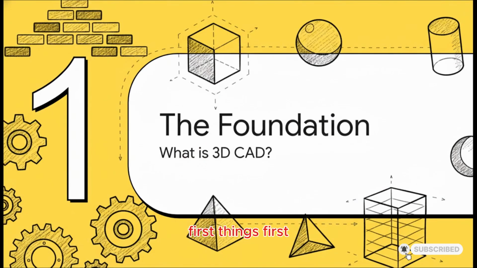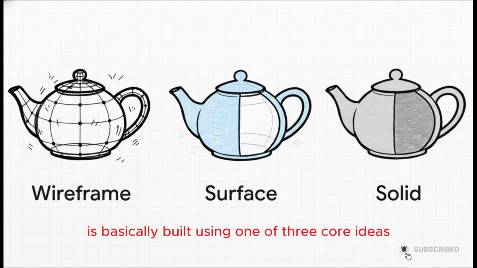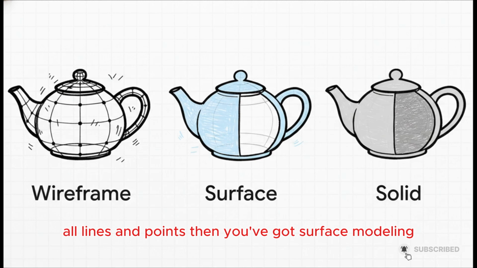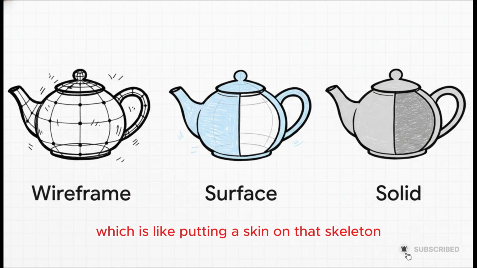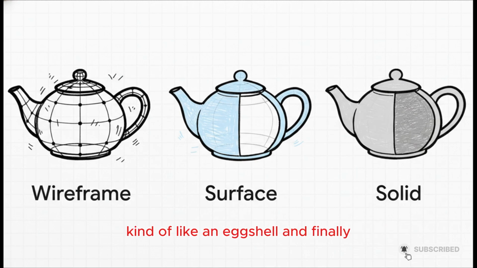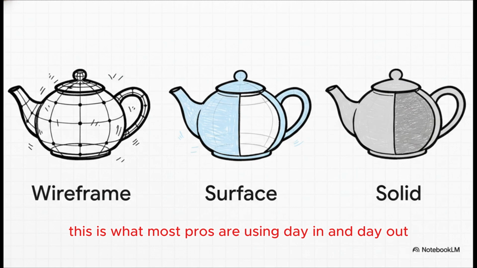Okay, first things first, we've got to build a solid foundation. Let's really dig into what 3D CAD is and the 3 basic ways you can actually create your digital models. Every 3D model is basically built using one of 3 core ideas. First up, you've got the wireframe. Just think of it like the skeleton of an object, all lines and points. Then you've got surface modeling, which is like putting a skin on that skeleton. It looks solid, right? But it's actually hollow inside, kind of like an eggshell. And finally, we have solid modeling. This is the big one. It's the most powerful method because it creates objects that have real volume and mass, just like something you could hold in your hand. This is what most pros are using day in and day out.